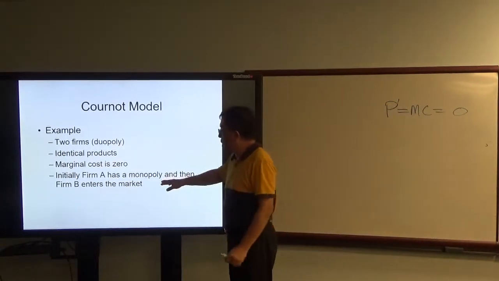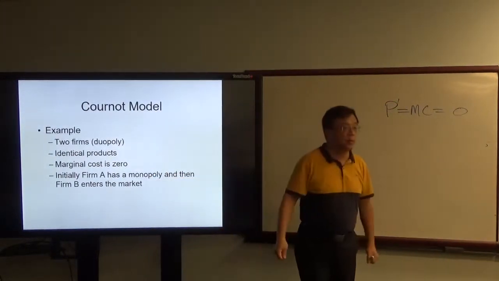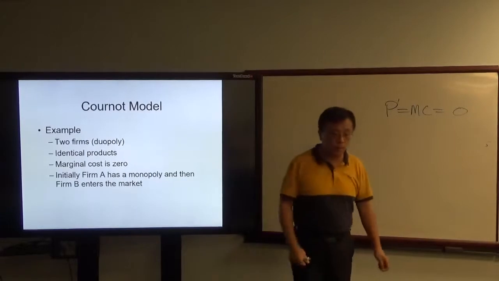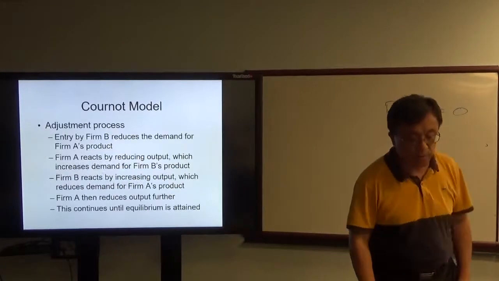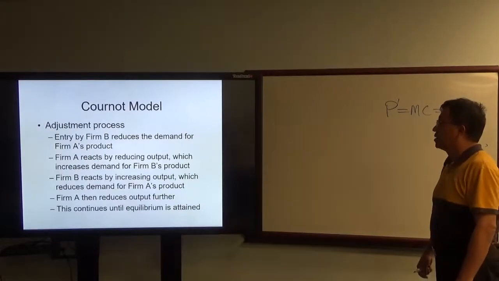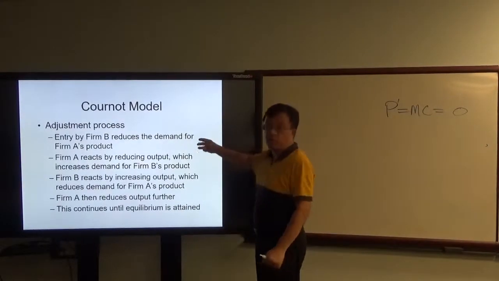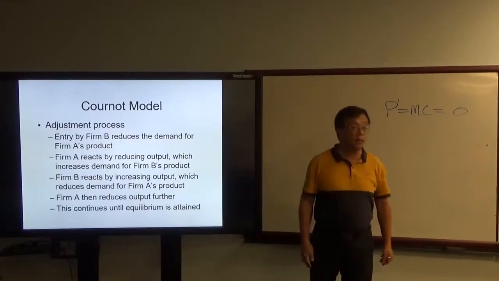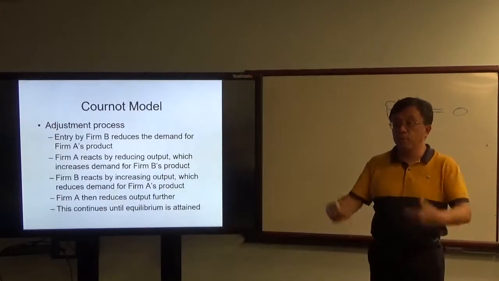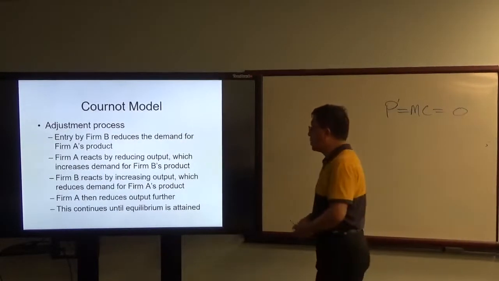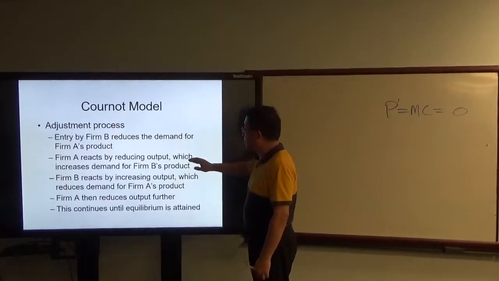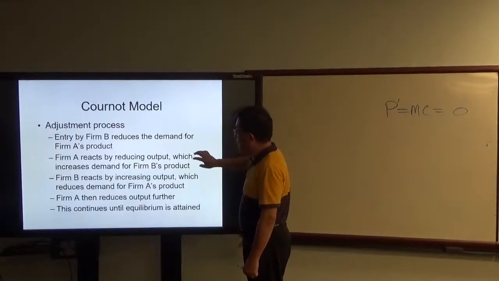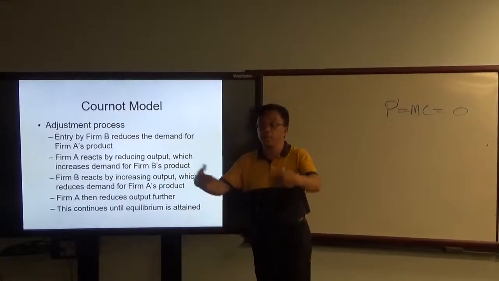But we assume initially company A has a monopoly. There's only 1 company. Then the new company, equal size, company B, enters the market. So if that's the case, what happens? The entry by company B reduces the demand for company A. Right? So how about company A? Company A has to what? Produce less, right? And if company A decides to produce less, that means what? Company B can produce more, right?